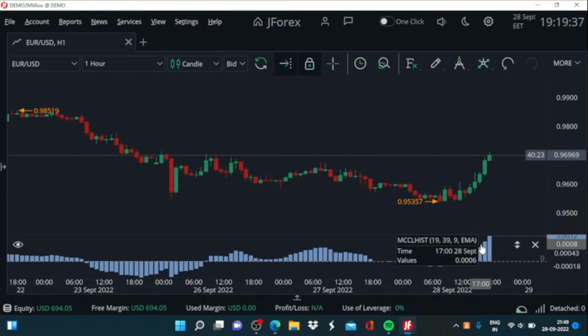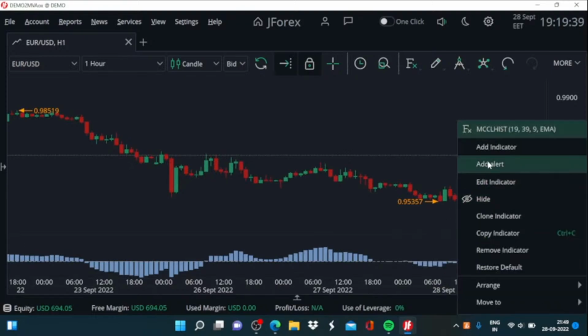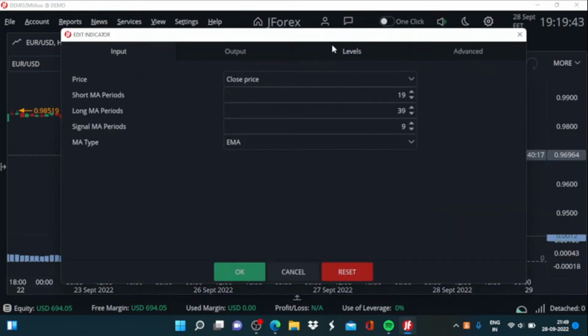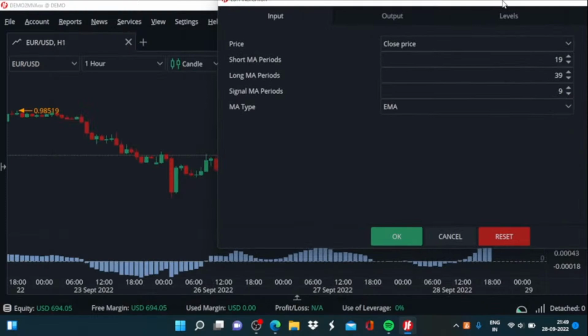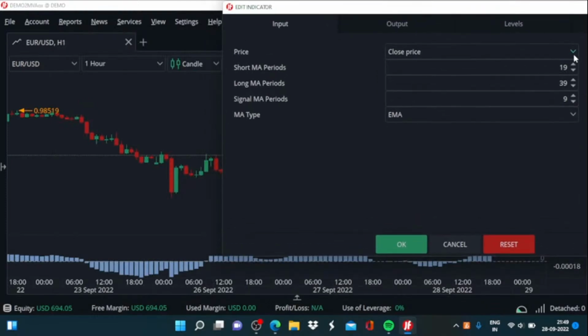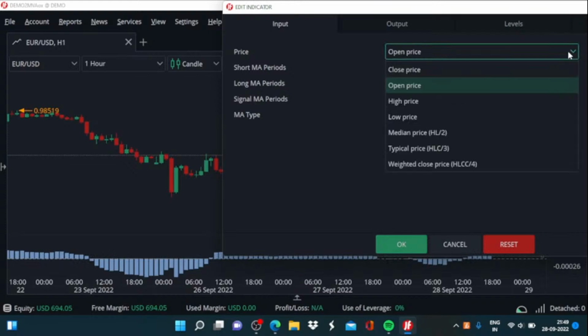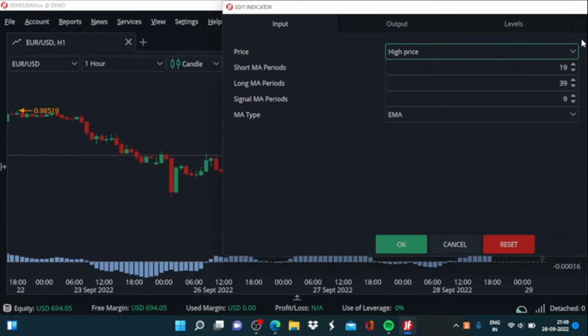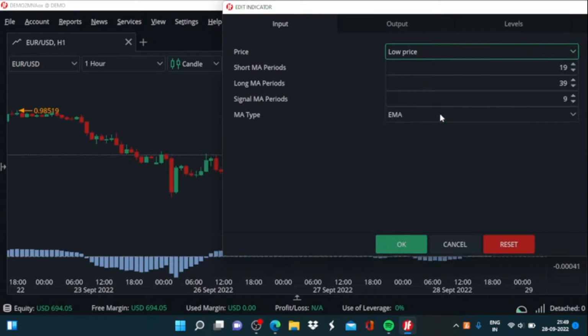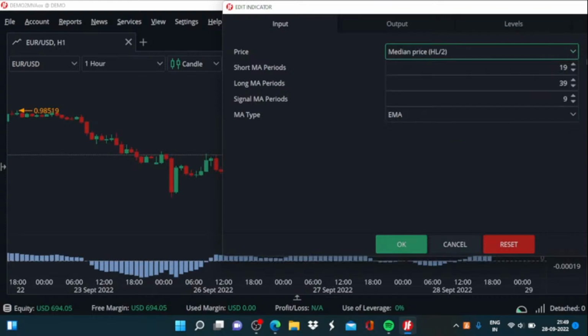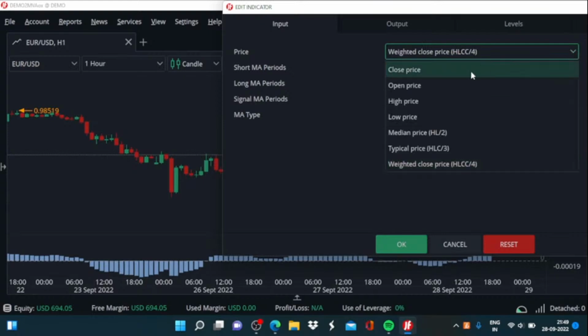Now let us consider its editing options. Depending on what kind of applied price you are using, you will have slightly different output for this indicator. So pay attention to its charting, because depending on what kind of price point you want to use for the calculation, there is going to be slight deviation in its output.